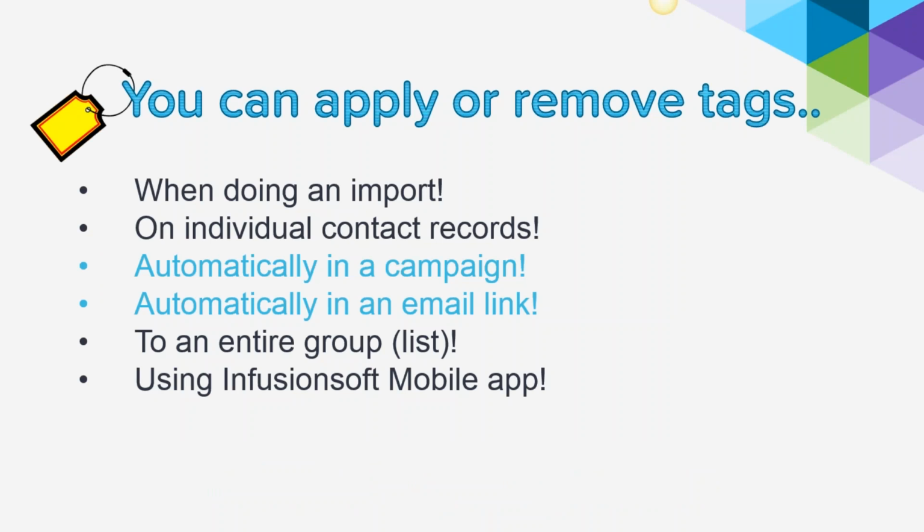So you can apply or remove a tag when doing an import, on individual contact records, or to an entire group. I call that mass tagging. You can also tag using the Infusionsoft mobile app, the one that we just talked about with Snap, and then automatically in a campaign and automatically in an email link.